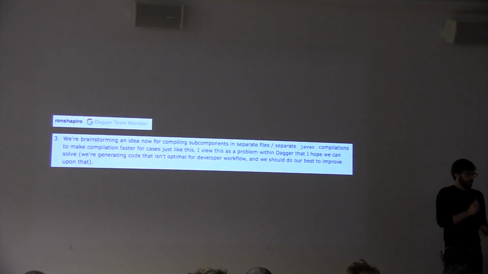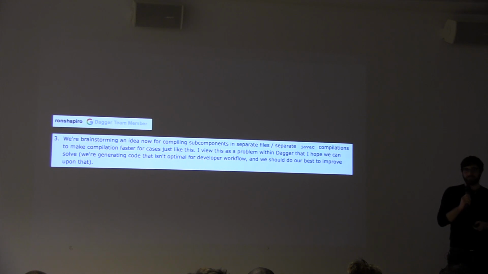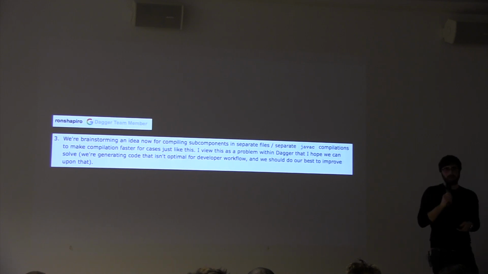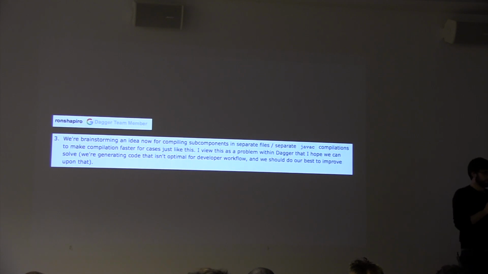There's also this, the Dagger team are aware that there's these problems with build speeds and with everything trying to get more incremental in the future. This is actually from the Dagger AMA on Reddit from, I think, last week. And Ron Shapiro is one of the core maintainers of Dagger. So they are trying to figure out how they could compile subcomponents in separate files to make it faster.